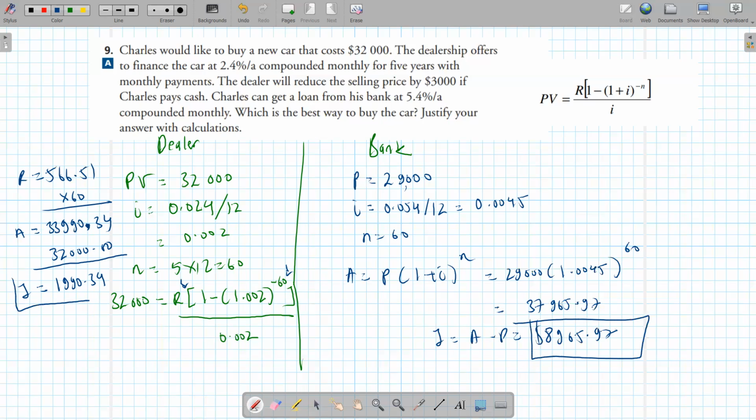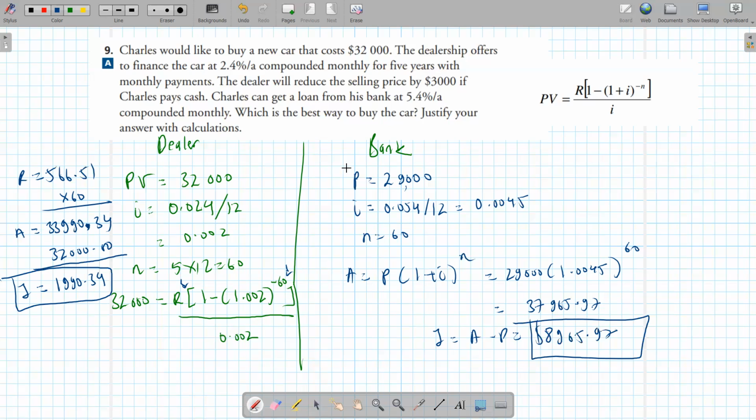So compare this with this. Which one is better for him? Go the bank route for a $3,000 discount or finance the car from the dealership? The goal is to pay less interest, yeah? So if he borrows money from the bank, he'll have to pay them 8,965 in interest. If he finances it from the dealer, he has to pay extra only 1,990.34. So which option should he choose? The first one, because the goal is to pay as little interest as possible, right?